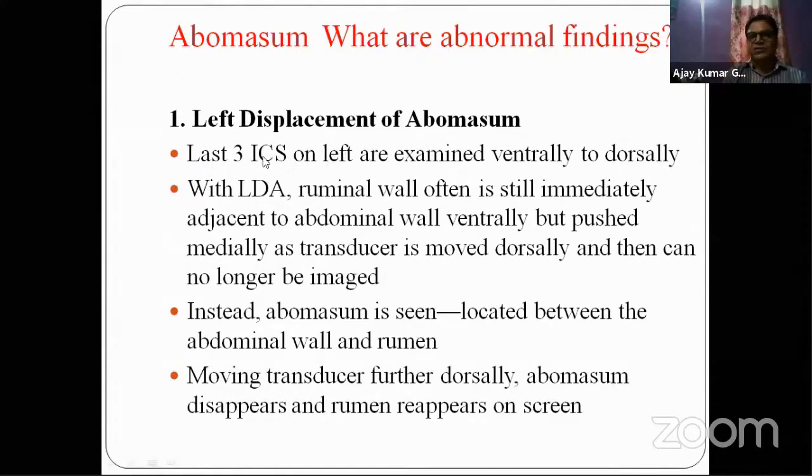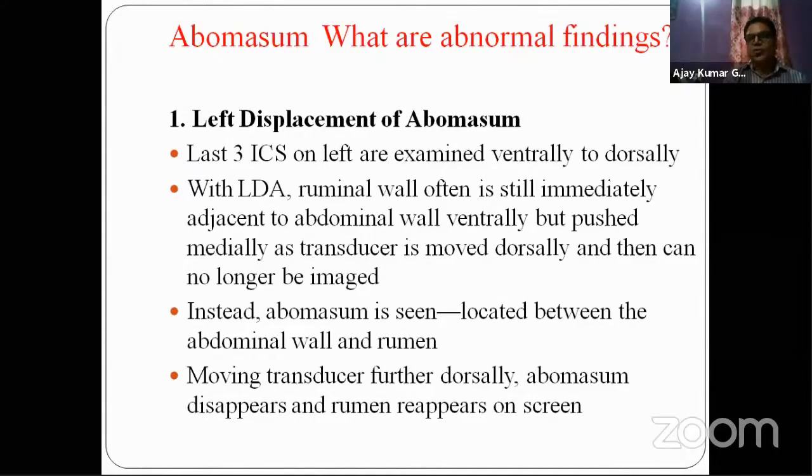So you scan last three intercostal spaces on the left side from ventrally to the dorsally. What happens? Ventrally the rumen will be in contact with the abdominal wall. So first of all, you will detect the ruminal wall, which will appear as a thick echogenic line, and as you move dorsally, the distance between the rumen and the abdominal wall will go on increasing, and suddenly the ruminal wall will disappear and abomasum will make its appearance.